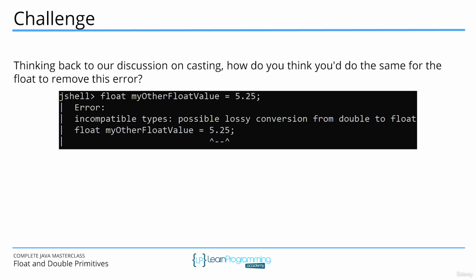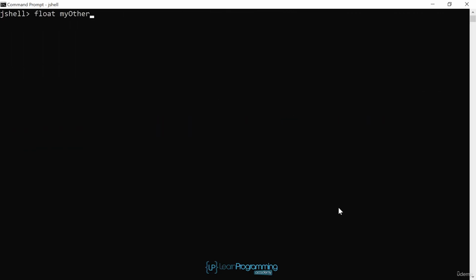If you remember, the format of the cast is the name of the data type you want to convert to, a float in this case, inside the left and right parentheses. Float, my other float value equals opening parentheses, float, closing parentheses, 5.25 semicolon. I usually add a space there between the cast and the value just to make it clear. So what's happened here is the error has disappeared. That's because we're telling Java, yes, this is a literal double that's been typed here, but we want you to treat it as a float, and for that reason, the error then disappeared.